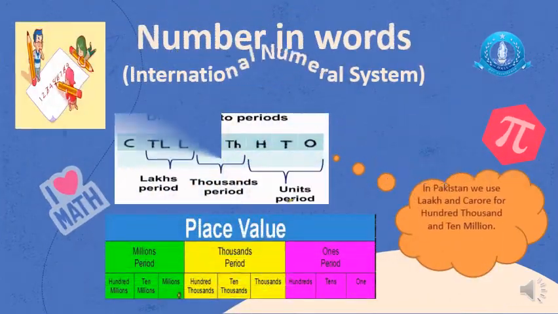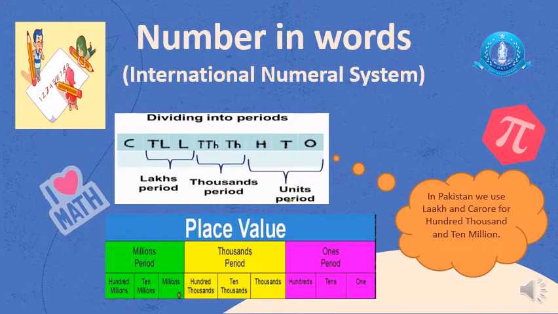Number in words, International Numeral System. According to book 4, we will follow the International Numeral System. Here let me tell you one thing. The International Numeral System is different from the Pakistani local numeral system. In Pakistan, we are following the Pakistani numeral system. What is the main difference between them? In Pakistan, we use lakh and crore for 100,000 and 10 million.